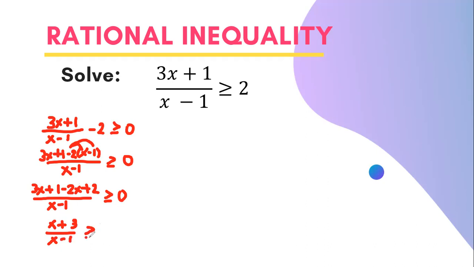Once you're done combining the rational expressions on just one side, the next thing, if it is already in simplified form, is to equate both the numerator and the denominator of the rational expression to 0. Meaning x plus 3, which is the numerator, is equal to 0, and the denominator, which is x minus 1, equals 0. So finding the value of x, you will have x equals negative 3 and x equals 1. Same with what we had with the previous example, but this one is quite different. So that means the possible solutions of the given rational inequality are negative 3 and 1.